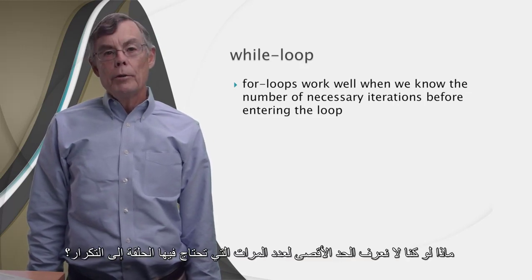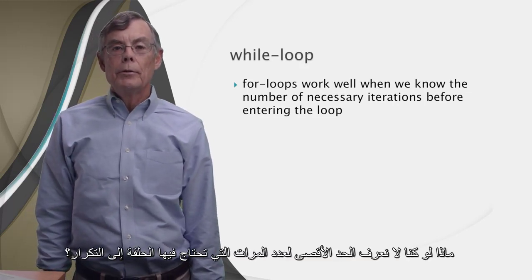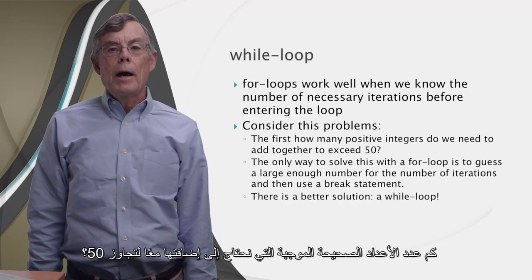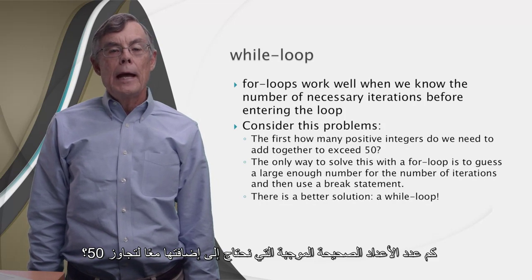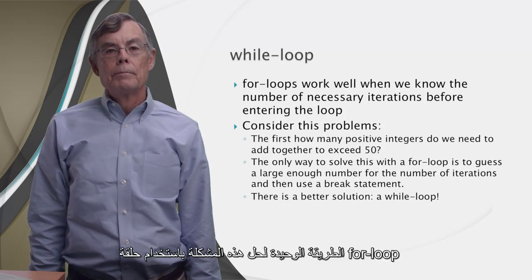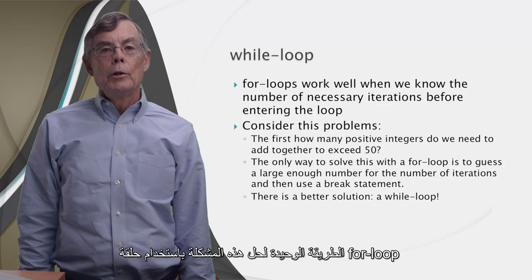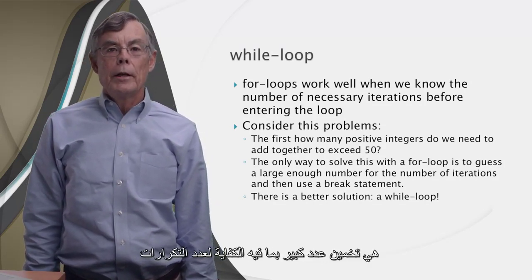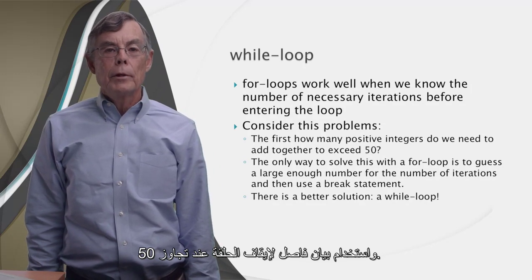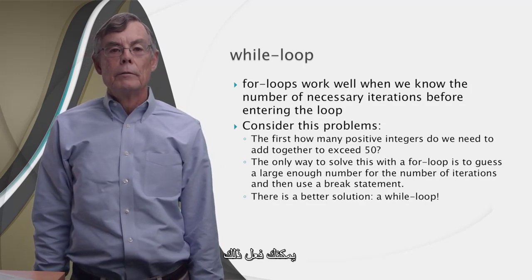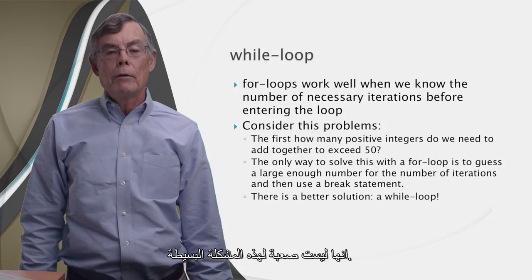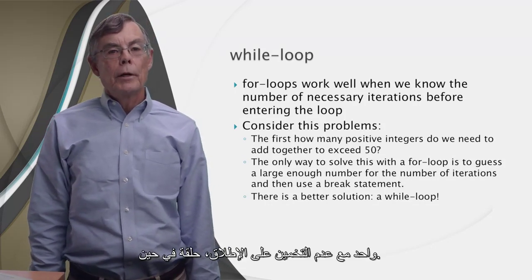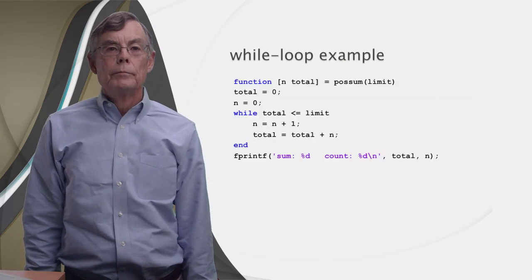But what if we don't know the maximum number of times a loop needs to iterate? Consider this problem. How many positive integers do we need to add together to exceed 50? The only way to solve this with a for loop is to guess a large enough number for the number of iterations and then use a break statement to stop the loop when 50 is exceeded. You can do that. It's not that hard for this simple problem, but there's a better way, one with no guesswork at all, a while loop.